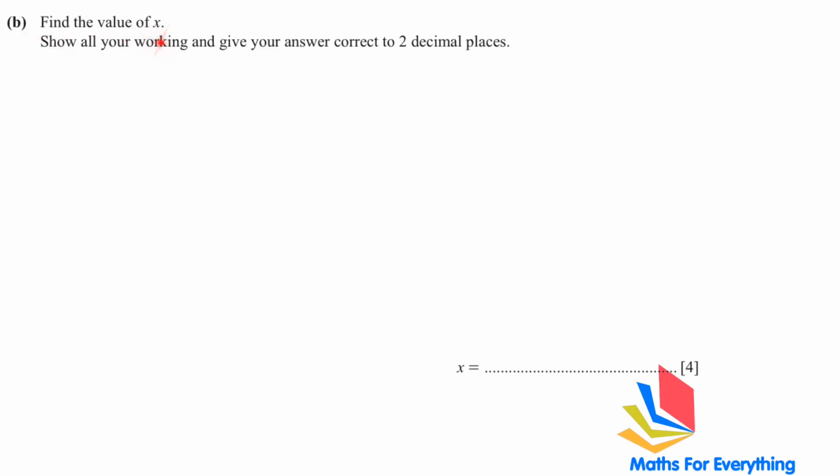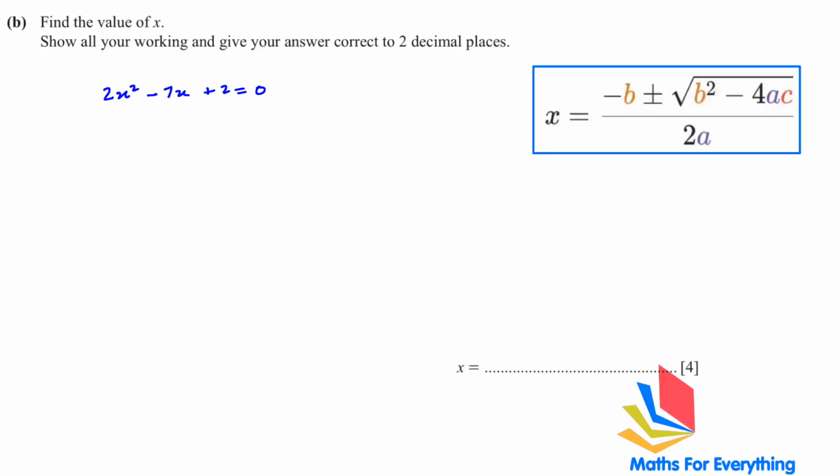Part B, find the value of x. Show all your working and give your answer correct to 2 decimal places. So this is our equation. As you can see, it's a quadratic equation. When you have a quadratic equation and they ask you to write your answer correct to 2 decimal places or 3 decimal places, you can use the quadratic formula or completing the square. I'm going to use the quadratic formula, which is x is equal to negative b plus and minus square root b square minus 4ac over 2a.